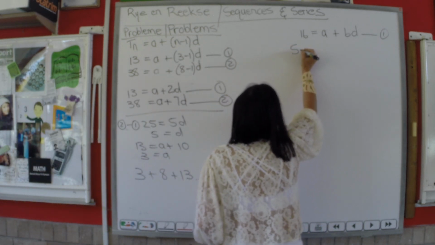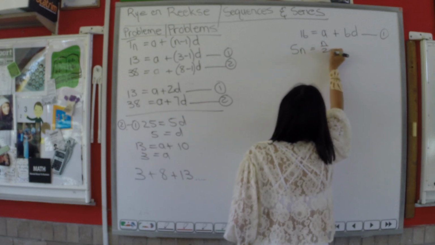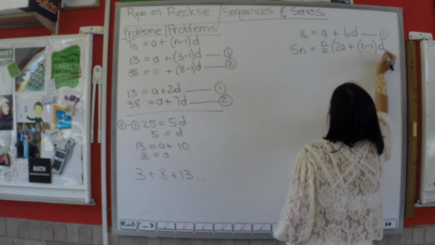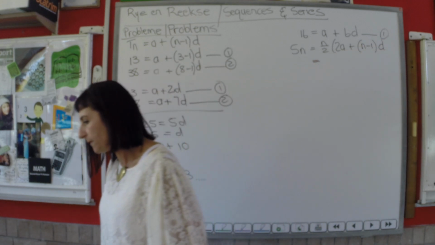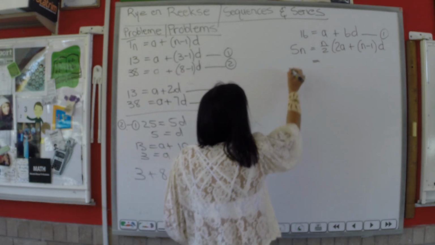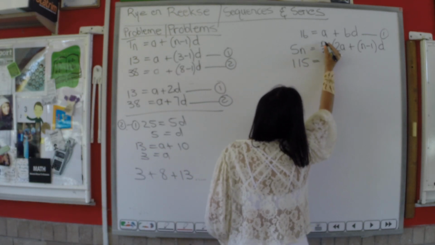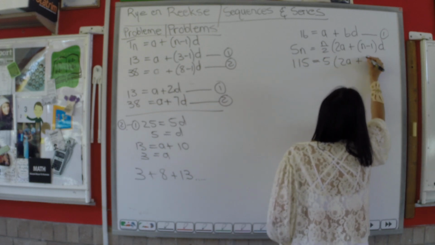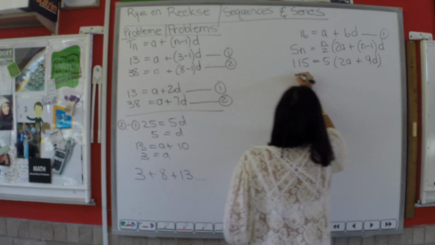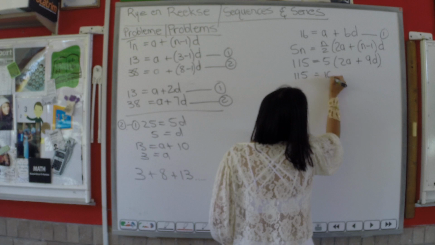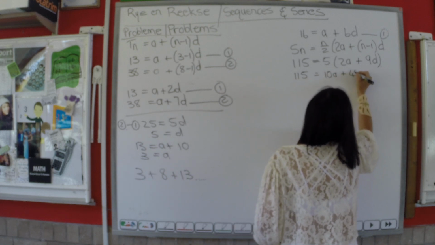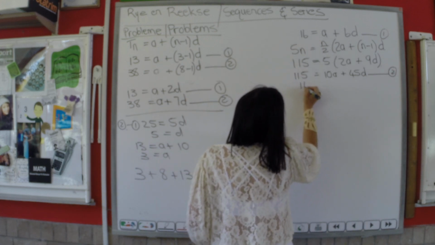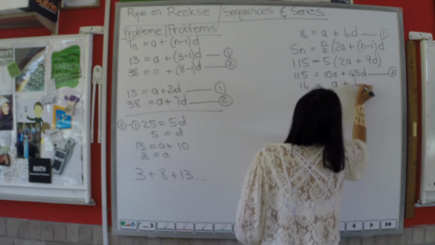Die som van, en ek is besig met 'n rekenkundige reeks. So ek sê die som van die eerste 10 terme is 115. Som van die eerste 10 gedeel deur 2 is 5. 10 minus 1 is 9D. So kom ons vereenvoudig hierdie ouetjie. Dis 10A plus 45D. Dis my tweede vergelyking. Ons skryf weer die eerste vergelyking reg onder hom, dat ons appels met appels kan vergelyk.